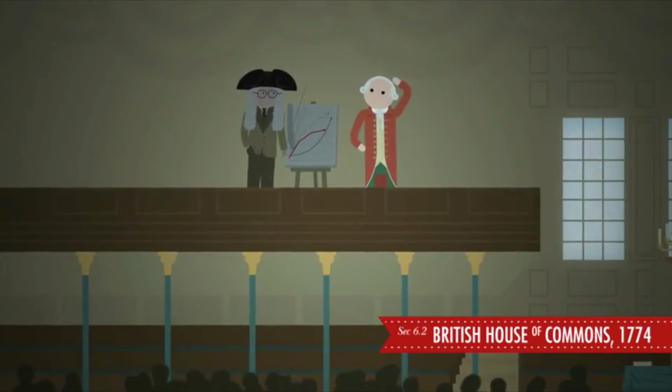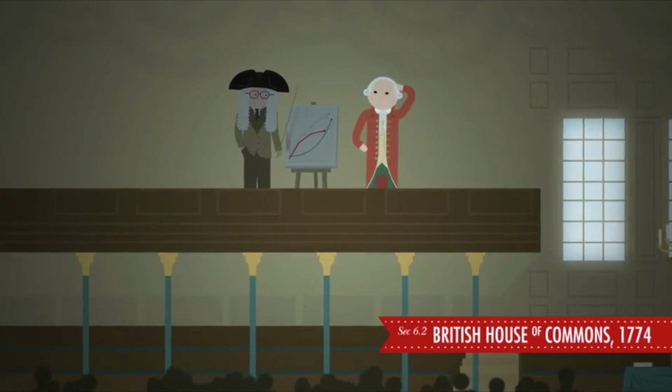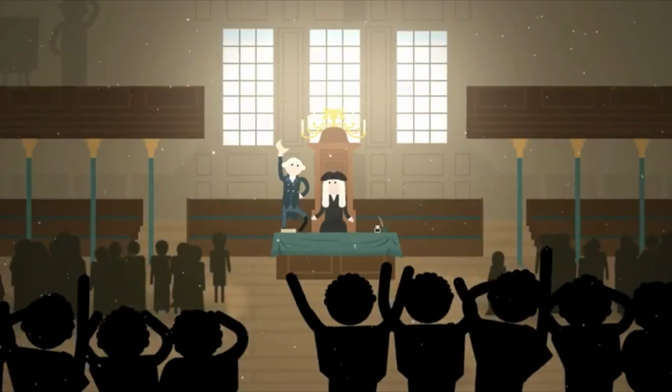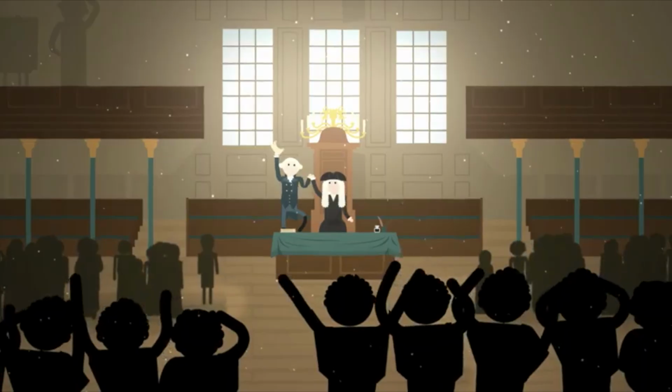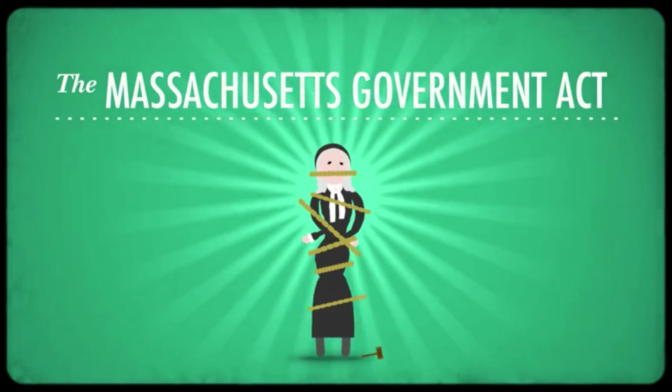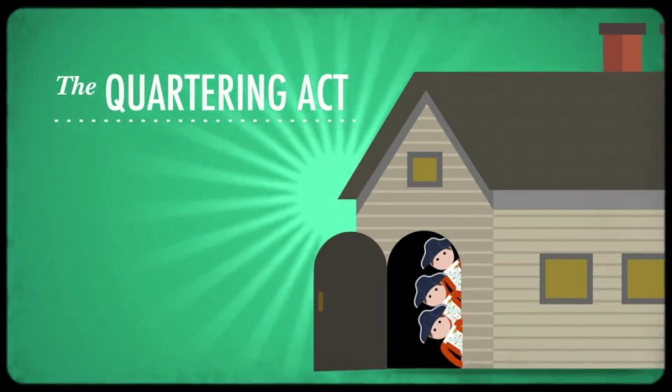But the Tea Partiers miscalculated, thinking that the British would back down in response to their protest. Instead, the British responded by passing a series of acts that colonists came to call the Intolerable Acts. The Massachusetts Government Act curtailed self-government there. The Quartering Act forced colonists to house British soldiers in their homes when ordered to.